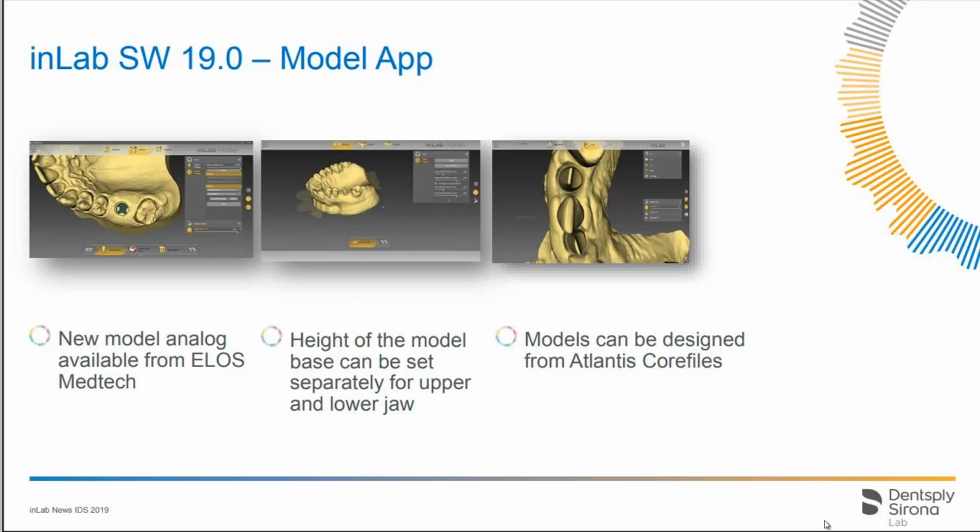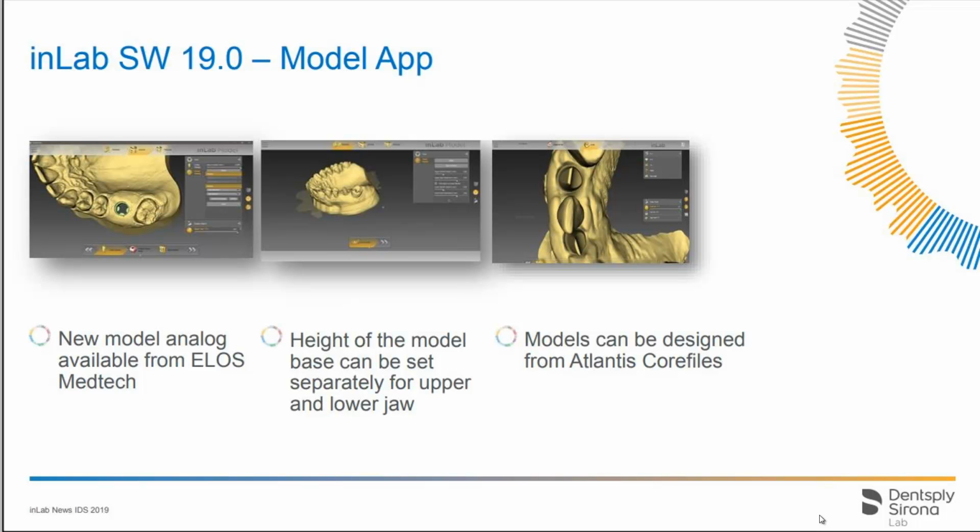The height of the model base can be set separately for the upper and lower jaw. In the past, whatever you had the upper and lower set to, say it was 5 millimeters, both the upper and lower would both increase the height of the model by 5 millimeters. Now you can change the upper and lower to be different.